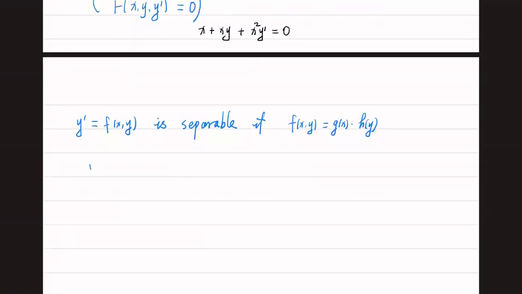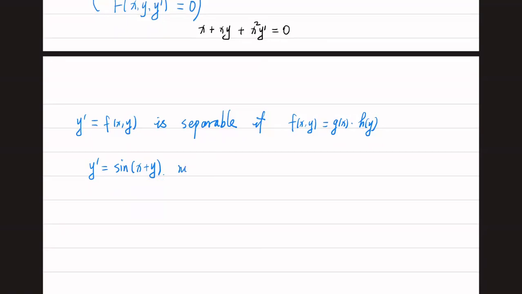Let's check y derivative equals sine x. Well, is this separable or not? Could we write this as the product of two functions? Okay, I have one answer says no. So this is not separable. We cannot write this as the product of two functions. Next one.